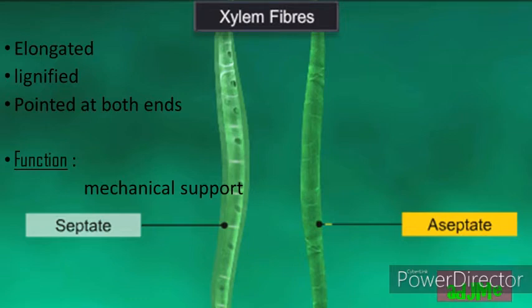You have two types of fibers, which is not in the book: septate and aseptate. That is, in some you come across cross walls in between, and in others you don't come across cross walls, or in other words segmented and non-segmented. If it is segmented, divided into different layers, it is called septate. If it is not divided into different layers, it is called aseptate.